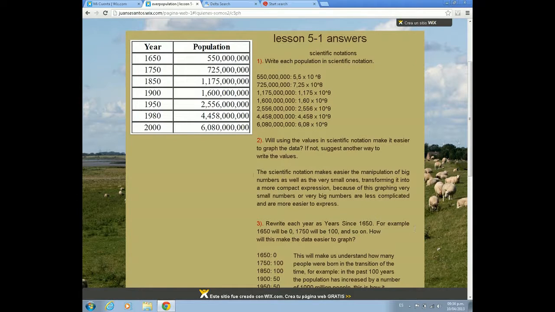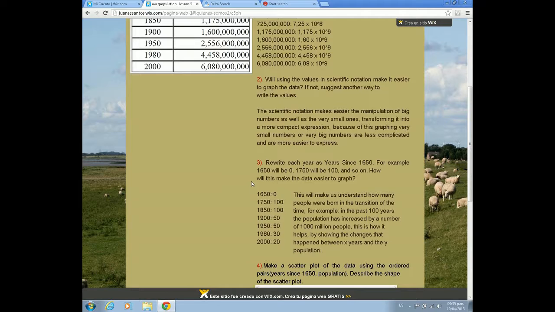Here in this paragraph, we can see that scientific notation helps us convert those big numbers into small ones to make the graph easier. And here it is telling us how the graph changed, replacing the numbers with easier ones, such as 100, 50, 30.